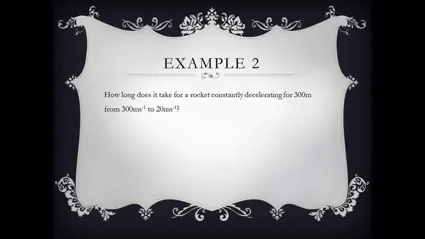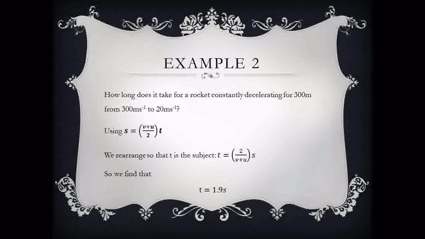Example 2. How long does it take for a rocket constantly decelerating for 300 meters from 300 meters per second to 20 meters per second? So we're going to use s equals v plus u all divided by 2 multiplied by t. We rearrange this equation to make t the subject. We then input our values, remembering that our u is 300 meters per second and our v is 20 meters per second because we're decelerating. We find our time is 1.9 seconds.